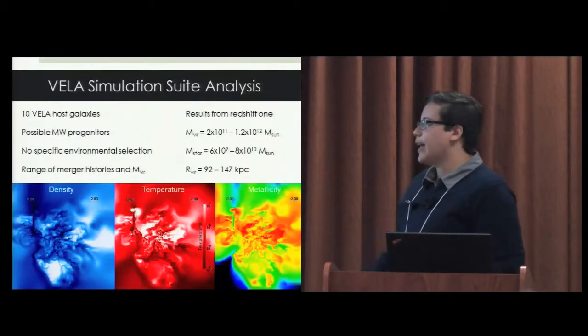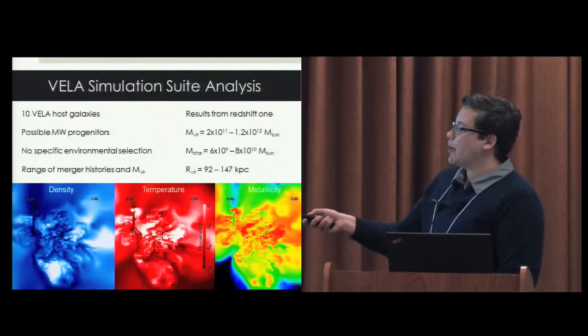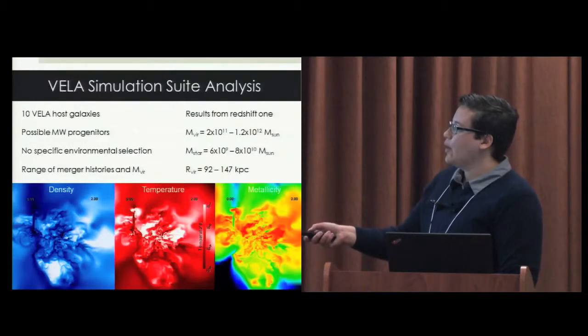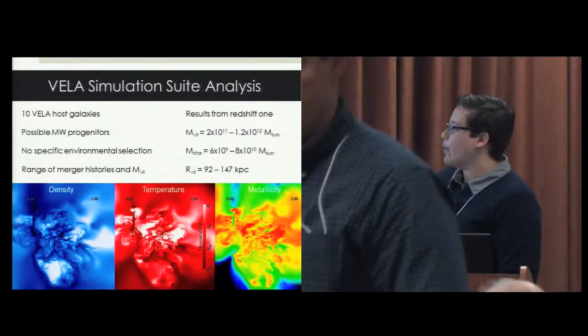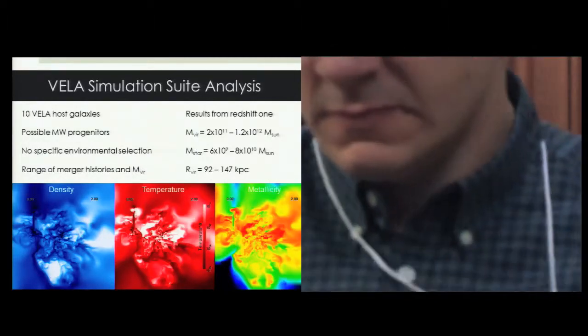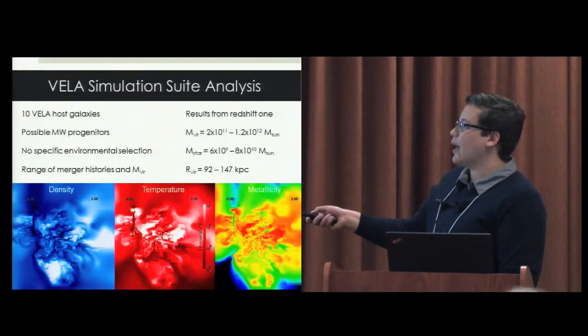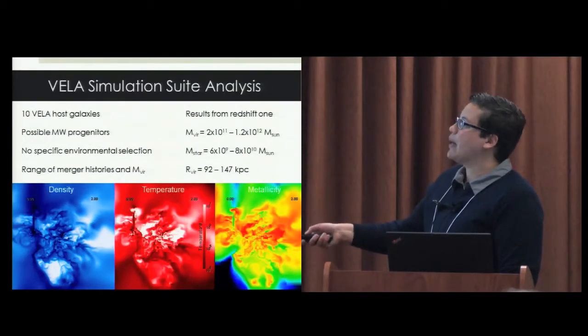So here's just some eye candy of a 2 megaparsec region centered on the main halo. You can see there are high density regions in dark and low density in light, low temperature in these dark regions, and then high temperature in these white regions. So we're blowing out regions of high temperature here, and then this is metallicity, where these are higher metallicities, and this is absent of metals in black.